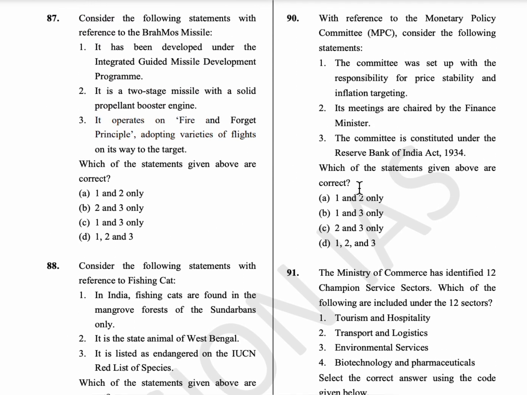90th question. With reference to the Monetary Policy Committee, consider the following statements. The first statement is the committee was set up with the responsibility for price stability and inflation targeting. First statement is correct. Second is its meetings are chaired by the finance minister. It is not the finance minister. It is chaired by the RBI governor. So second one is wrong.